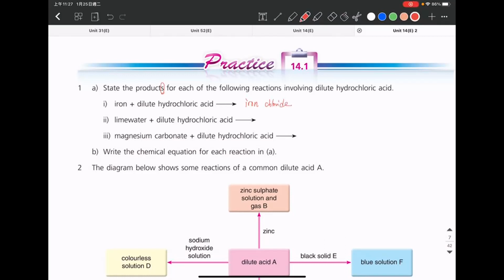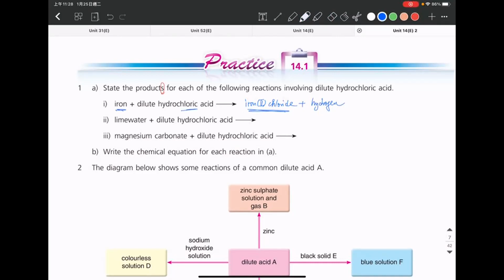Fe 2+. So we will call that iron(II). Yes. So then what is the name of the salt? Iron(II) chloride. What else? And hydrogen. Yes, hydrogen gas. So you may have got iron(II) chloride from iron and hydrochloric acid, to form hydrogen.